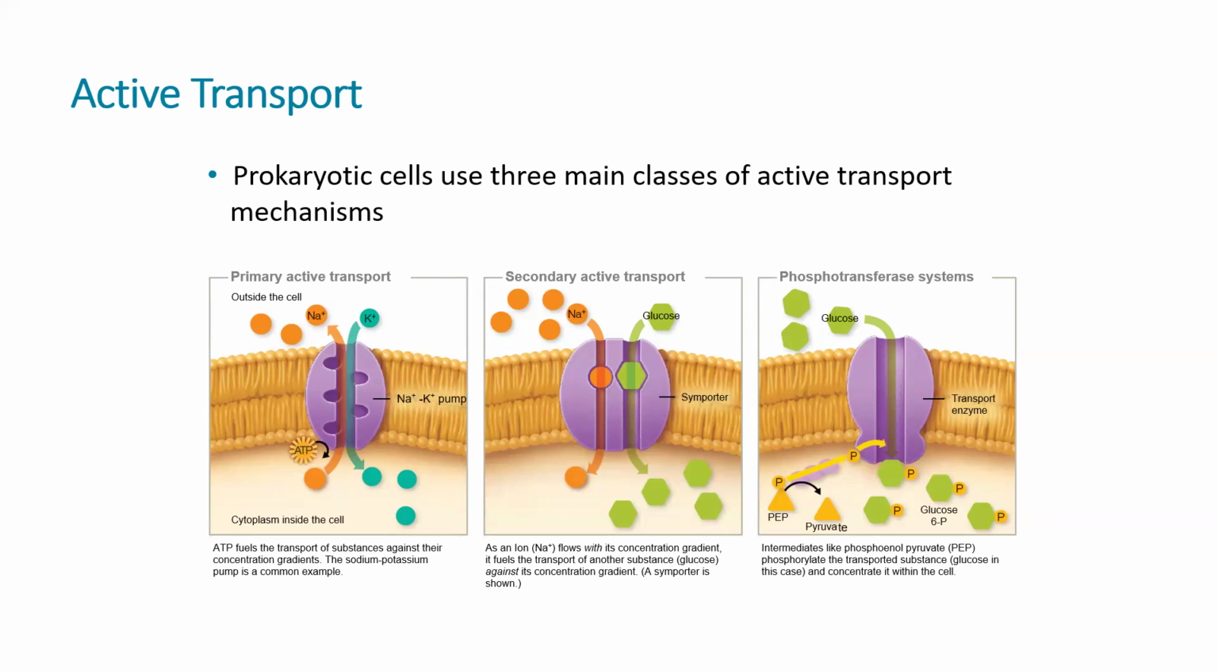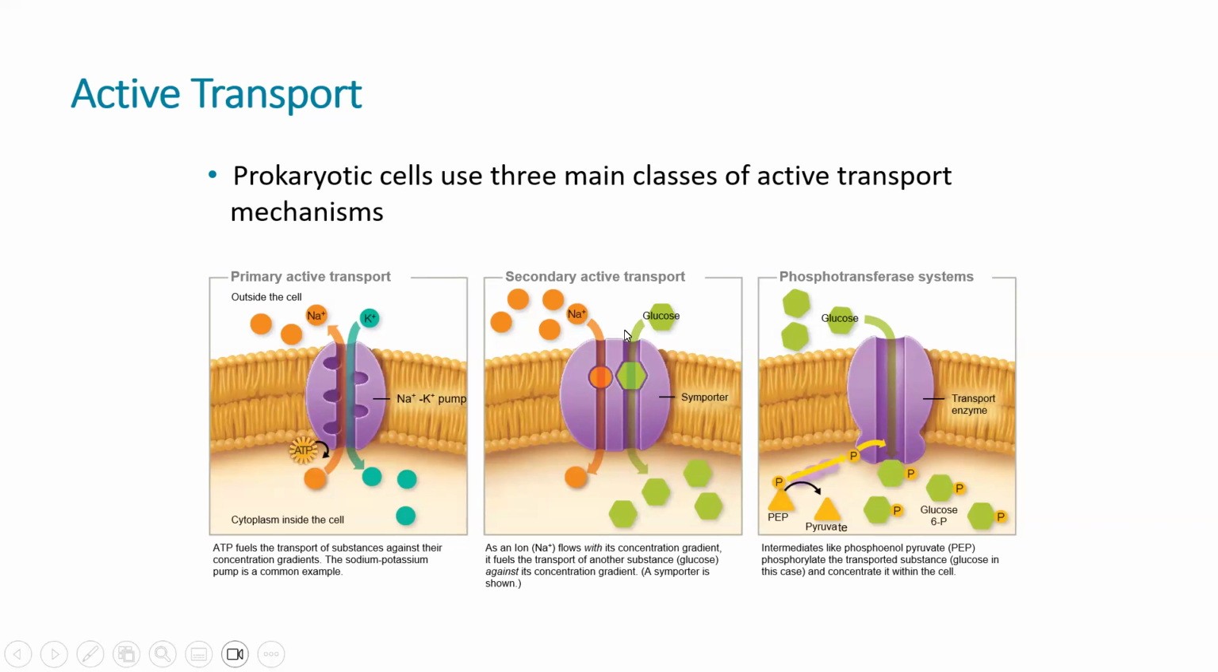And so in this primary active transport, we just have a sodium potassium pump where really all you're doing is just transporting sodium outside of the cell and then potassium inside of the cell. And in doing this, you actually need ATP.